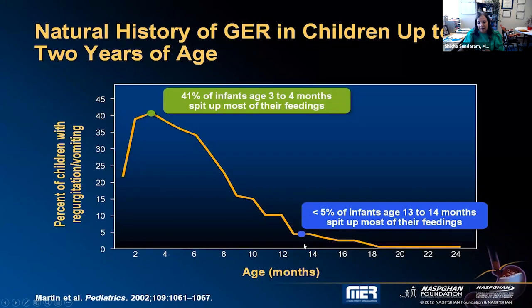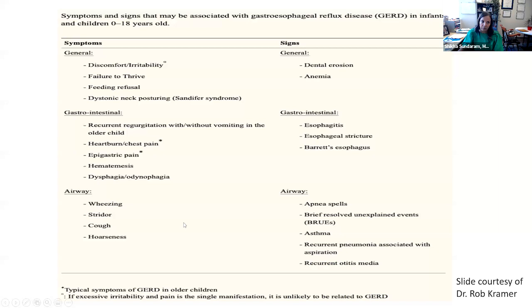When you look at the natural history of reflux over the first year of life, it decreases dramatically so that less than 5% of babies at around a year of age are spitting up most of their feedings. I'll be honest to say that I was unable to find any data to help me understand at a year of age, what is this percentage in patients who have SLO? I would expect that it would be significantly higher, but also to continue to go down.